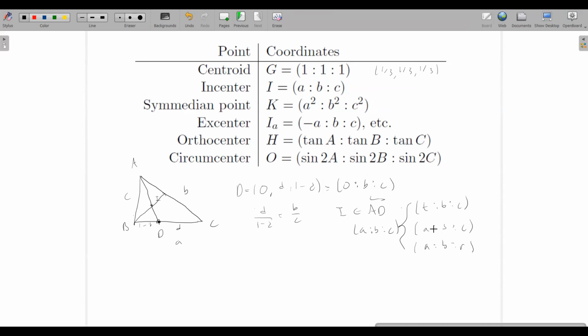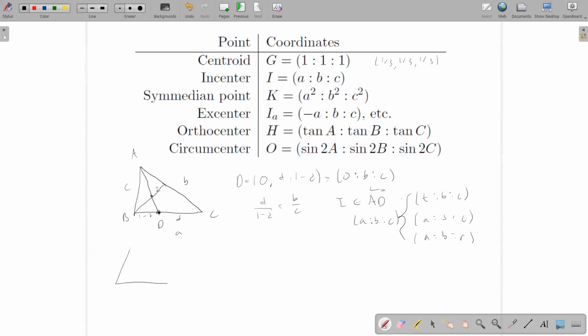Now for the median point, the excenters, etc., you can use similar tricks. I'll leave them as examples for you to try. If you get stuck, you can message me or something. And then for the orthocenter and the circumcenter, you use the area definition.